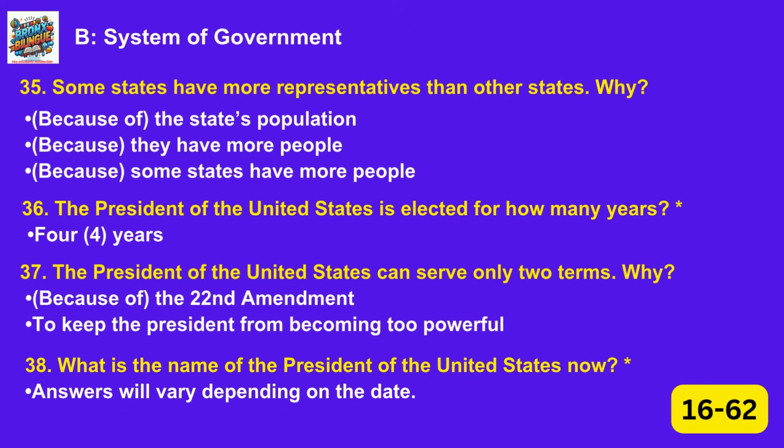36. The President of the United States is elected for how many years? 4 years. 37. The President of the United States can serve only 2 terms. Why? The 22nd Amendment. To keep the President from becoming too powerful. 38. What is the name of the President of the United States now? Answers will vary depending on the date.